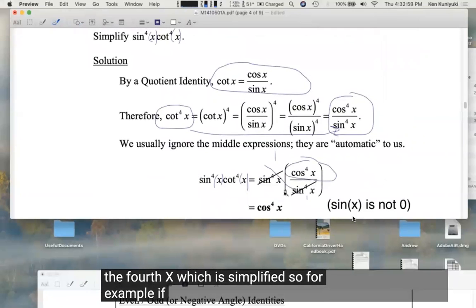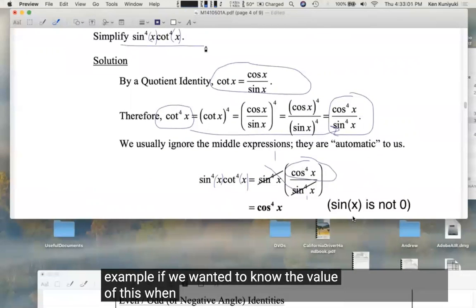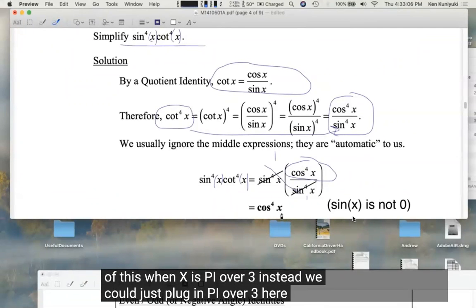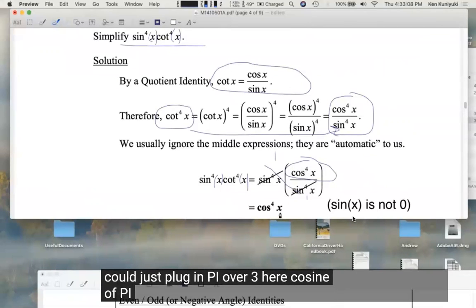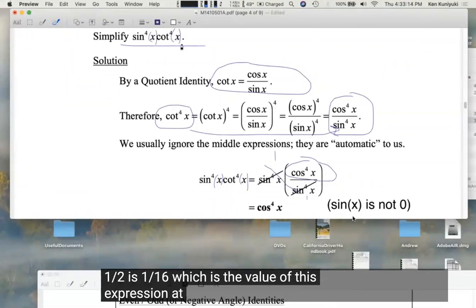So for example, if we wanted to know the value of this when x is pi over 3, instead we can just plug in pi over 3 here. Cosine of pi over 3 is 1/2. The 4th power of 1/2 is 1/16, which is the value of this expression at pi over 3.